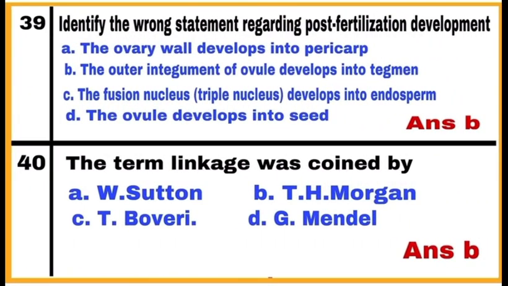Question 39. Identify the wrong statement regarding post-fertilization development. Statement B is wrong. Regarding post-fertilization development, the outer integument of ovule develops into testa and not in tegmen. So here mark B as a correct answer.